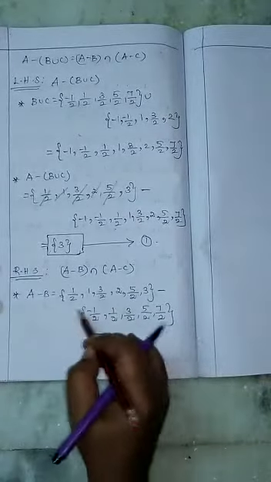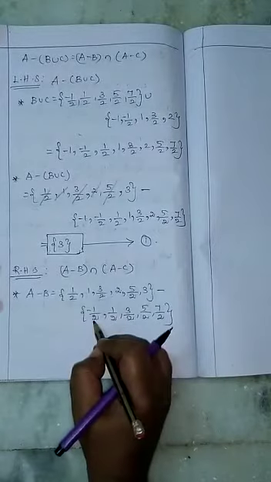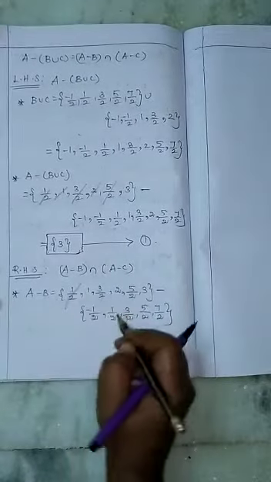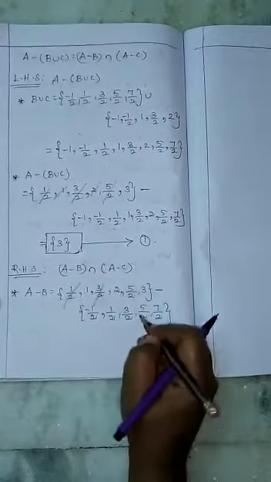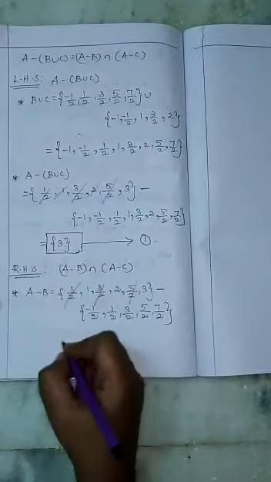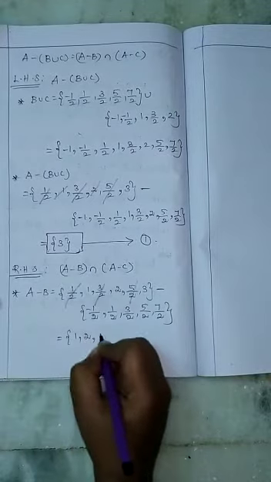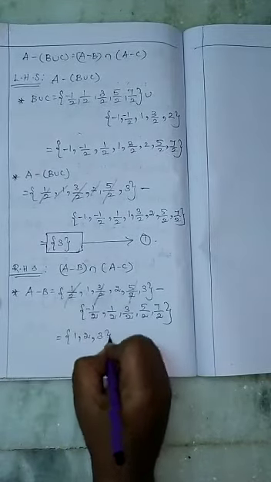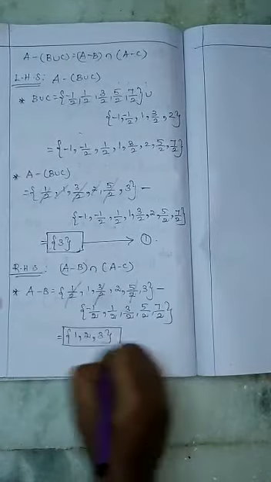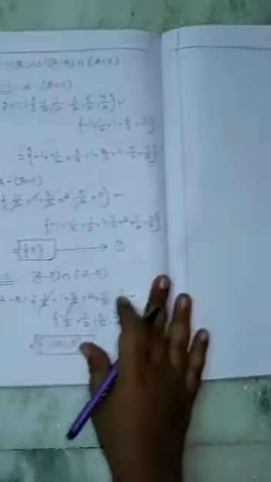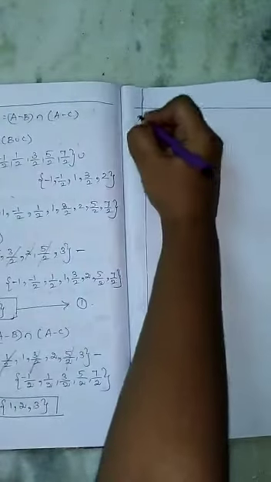Now you just strike out here. In the A element you strike out B's elements. Minus 1 by 2, it's not there. Plus 1 by 2 is there. 3 by 2, 5 by 2. That's all, right? The remaining things: 1, 2, 3. So this is A difference B.